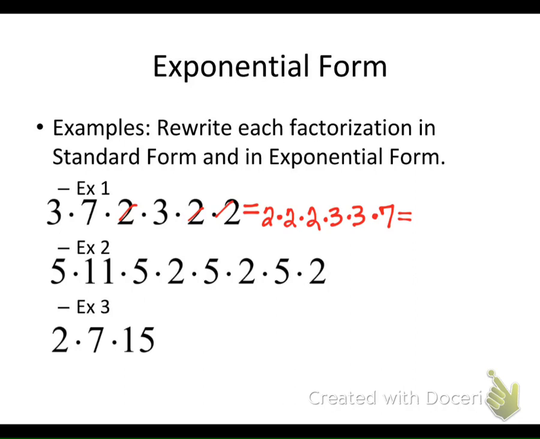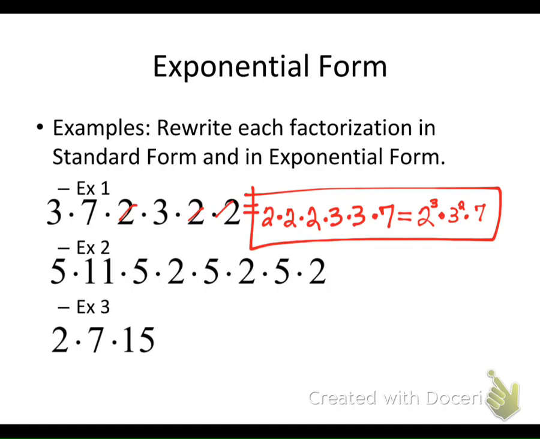So the first thing that you need to do is look. How many 2's do I have? 3. So I'm going to put 2 to the third power times 3 to the second power. 3 to the second power times what? 7. Now, when you go to write your answers on your worksheet, on a quiz, or on a test, I want to see your standard form, then I want to see an equal sign before your exponential form. And then you're going to box that all together because that's all part of your answer.